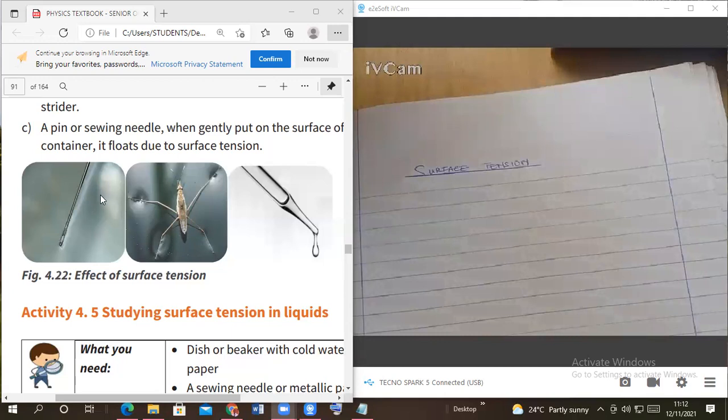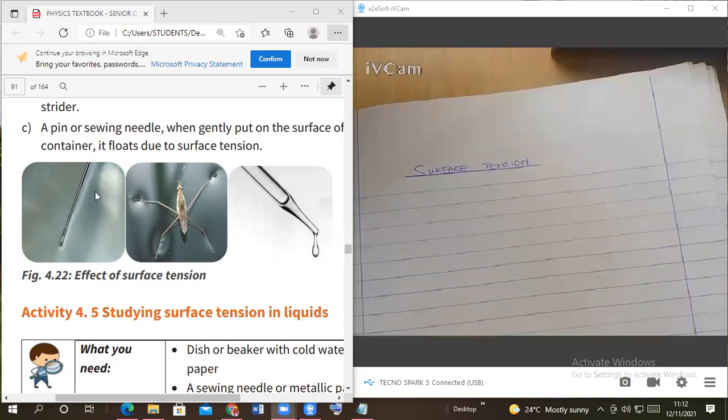So we have these insects. They move on the water surface. I don't know what makes them float on water, but we are going to find out really what makes them.